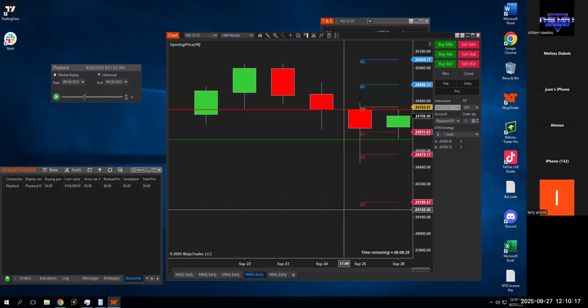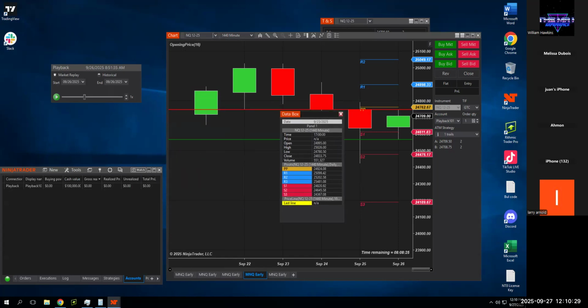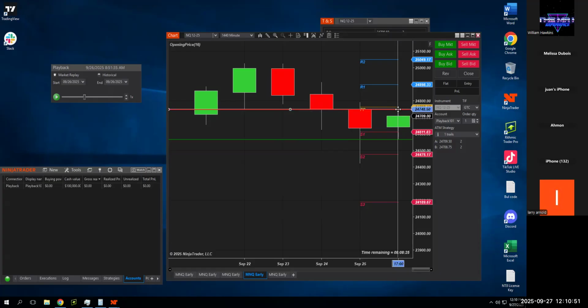All right. Now, in order to get the exact point, the very top and the very bottom, there is an area on top of your chart called data box right here at the top. You can click on that data box, and every candle that you hover over is going to give you the time, the price, the open, all the information for that candle that you're hovering over, right? So if you want the highest point of that candle, what is that? It is 24747.50.